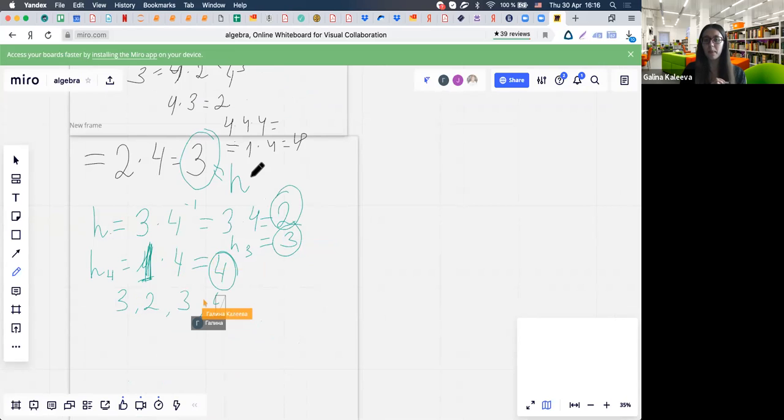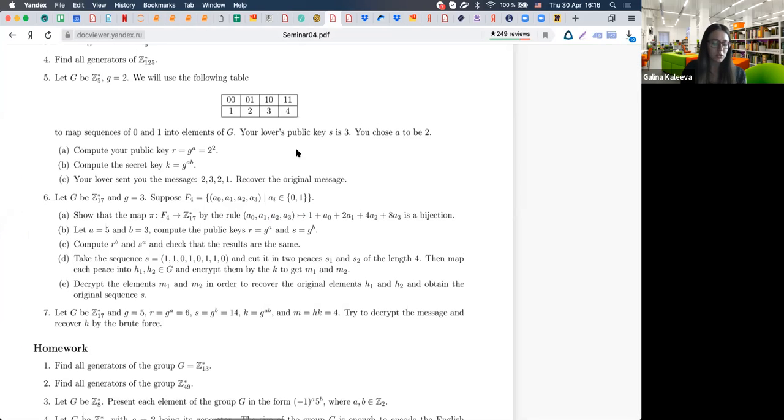You see? And we can also decode using our binary notation. It's 1, 0, 0, 1, 1, 0, 1, 1. So that was the original message.